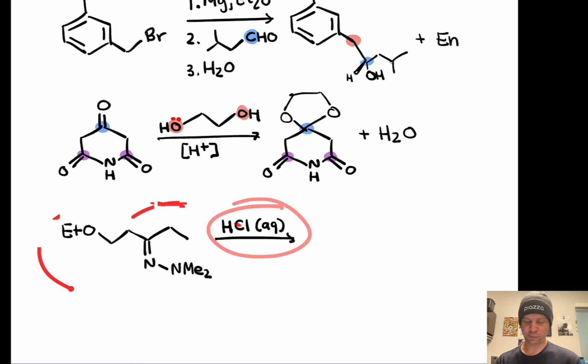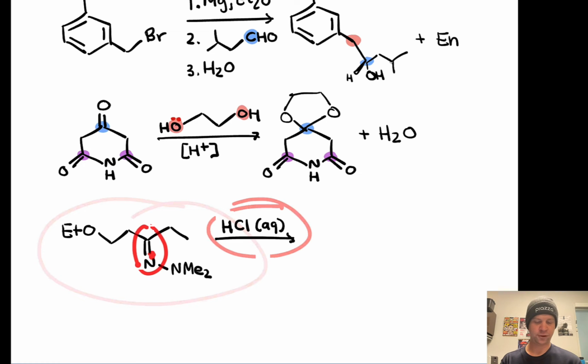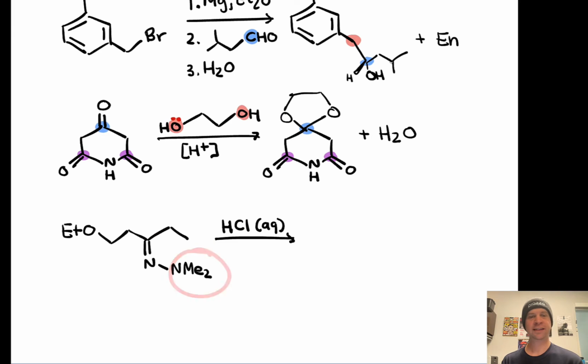Finally, here we have a rather cryptic looking reagent with just aqueous HCl, and we have this structure that contains a carbon-nitrogen double bond with the nitrogen linked to an NMe2 group. This is known as a hydrazone. And I think the first important thing to recognize here is that aqueous HCl is going to contain water. And so essentially what we're dealing with here is hydronium ion in the form of hydronium chloride and H2O. So we're looking at a hydrolysis process here.